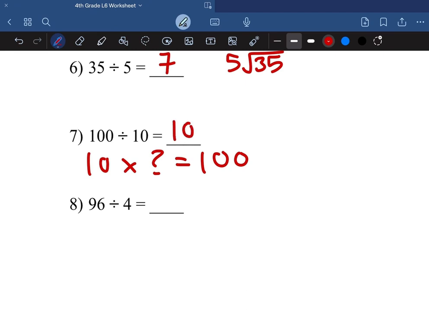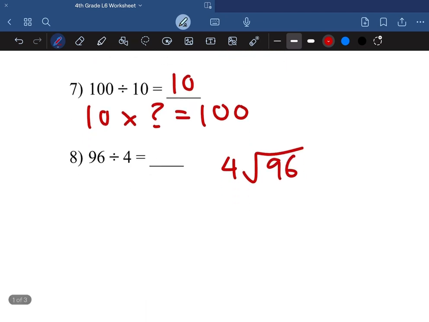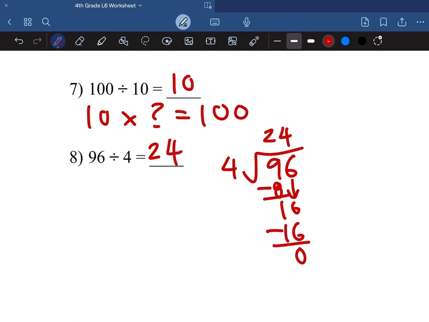Number 8, 96 divided by 4. So 4 goes into 9 2 times with 1 left over. 4 times 2 is 8. You subtract 9 minus 8, leaving us with 1. You bring the 6 down. 4 goes into 16 4 times. So the answer for number 8 is 24.